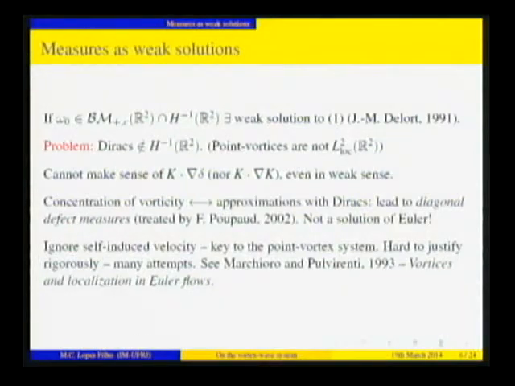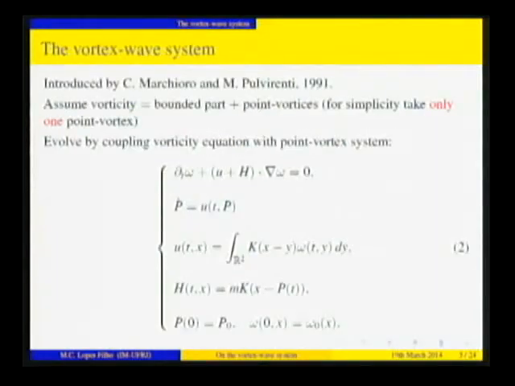You cannot make sense of K·∇δ or K·∇K, even in a weak sense. And that's the difficulty. Now, of course, let me go back. What's the issue with this system? As before, when I say that I evolve the point vortex using the velocity induced by the continuous vortices, I'm ignoring the self-induced velocity. And this is an issue that appeared before, I think, in Evelyn's talk, for instance.